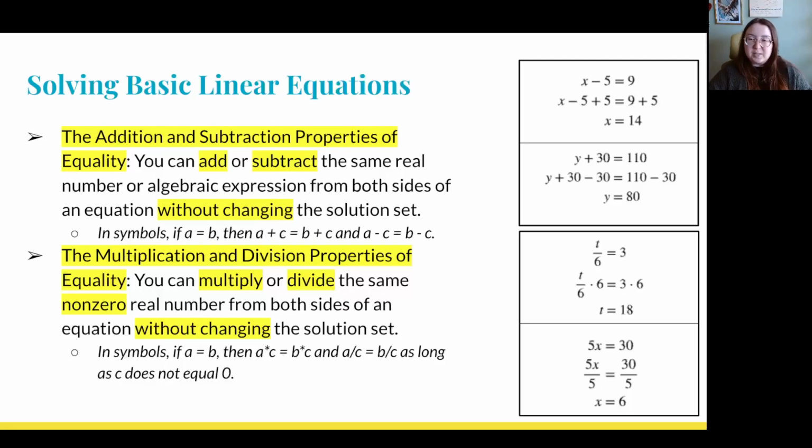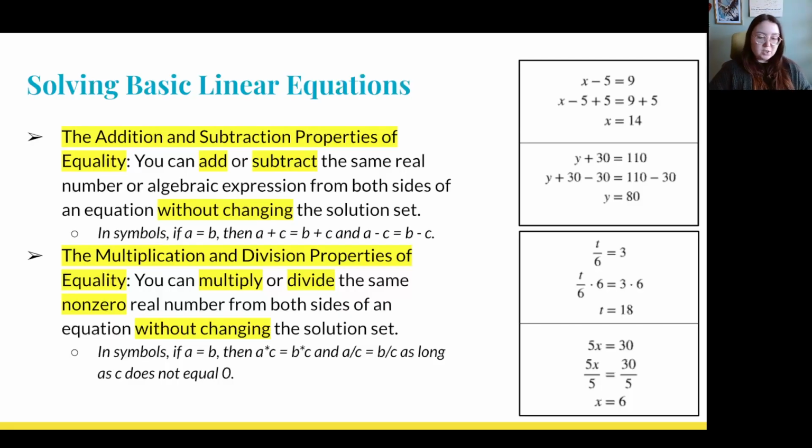Then the last one there, we have 5x equals 30. We want to get rid of the coefficient of 5. 5 is being multiplied by x, so you can divide to get rid of it. So dividing both sides by 5 leaves us with an x on one side, and 30 divided by 5 is 6. So we get x equals 6.